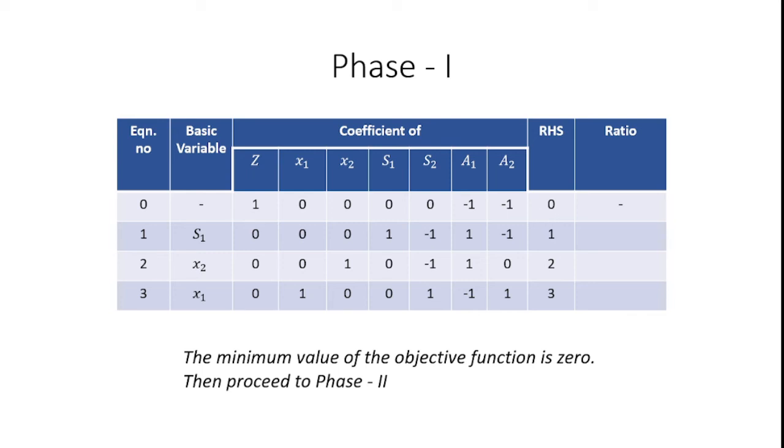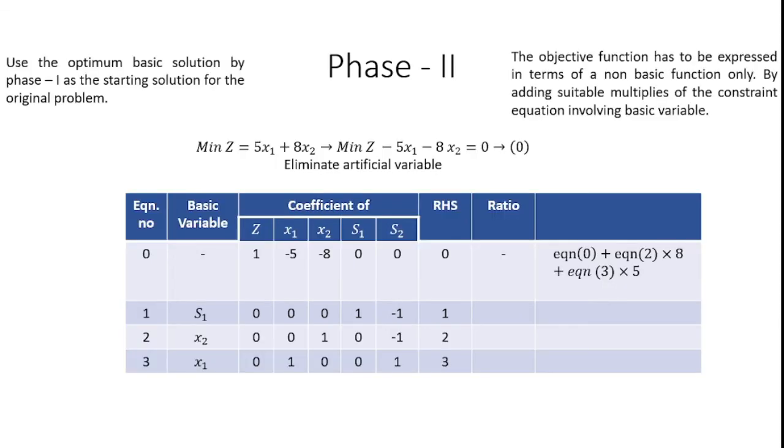So I have to move to phase 2 for solving the problem, because the minimum value of the objective function is 0. Then proceed to phase 2, which is the rule available with the artificial variable technique. So now I can move to phase 2. What is the procedure to solve the problem? Use the optimum basic solution by phase 1 as the starting solution for the original problem, and then the objective function has to be expressed in terms of non-basic variables only by adding suitable multiples of the constraint equations involving basic variables. Here we directly solve the problem.